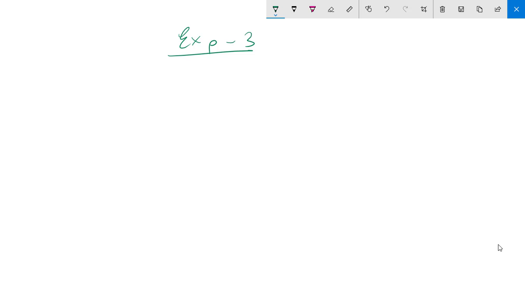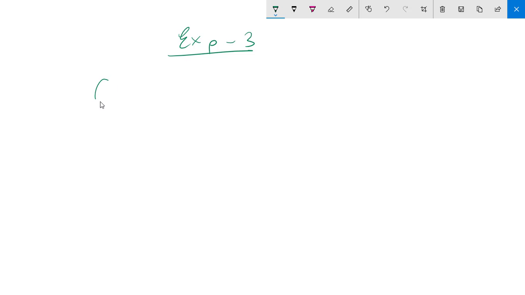Welcome back to the second part of the third experiment. In this part, we will design a lead compensator to improve the transient performance of a system. So let's get started. In the last part, we have seen the use of a lag compensator. We designed the lag compensator.